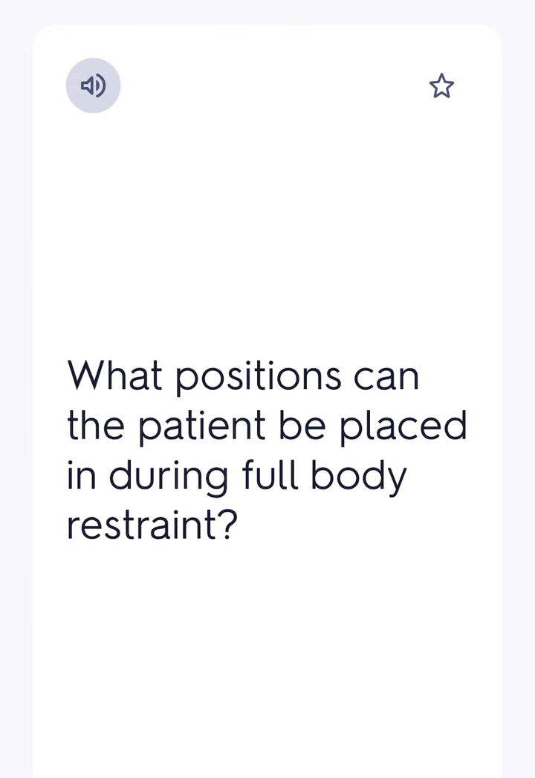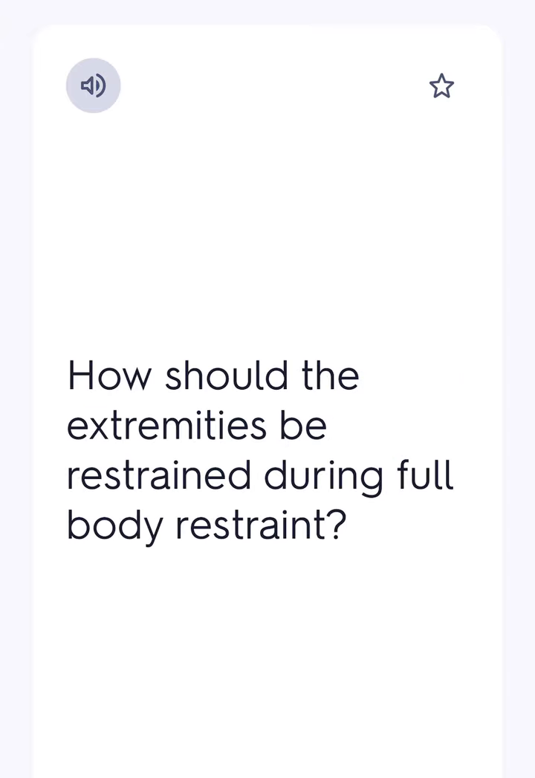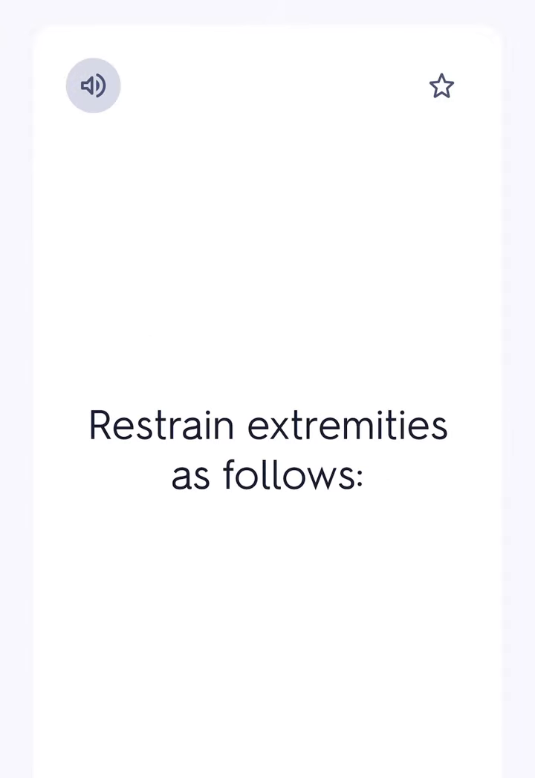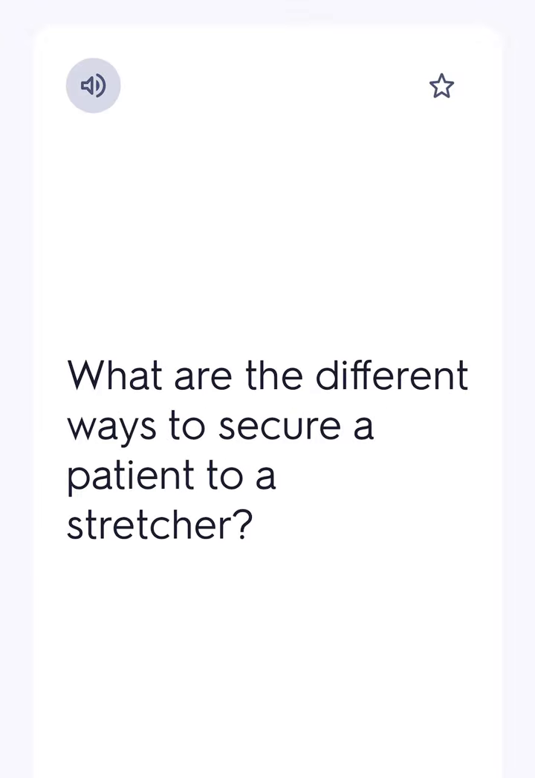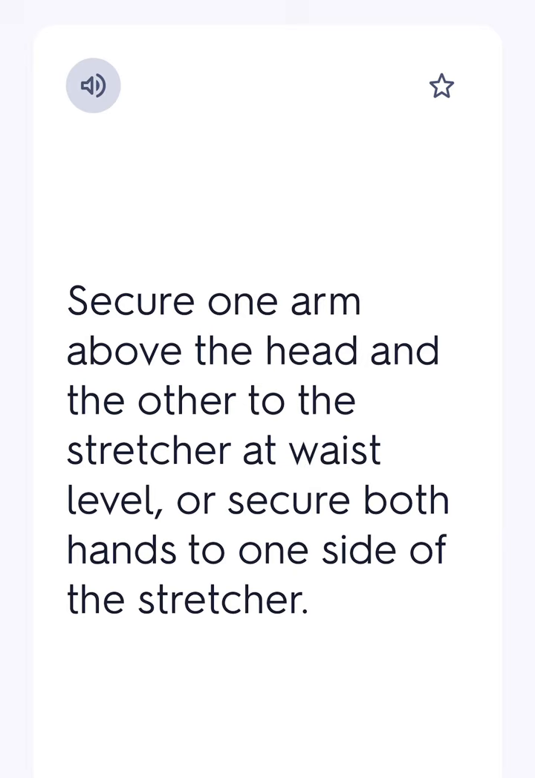What positions can the patient be placed in during full body restraint? Supine spread eagle position or left lateral position. How should the extremities be restrained during full body restraint? Restrain extremities as follows. What are the different ways to secure a patient to a stretcher? Secure one arm above the head, and the other to the stretcher at waist level, or secure both hands to one side of the stretcher.